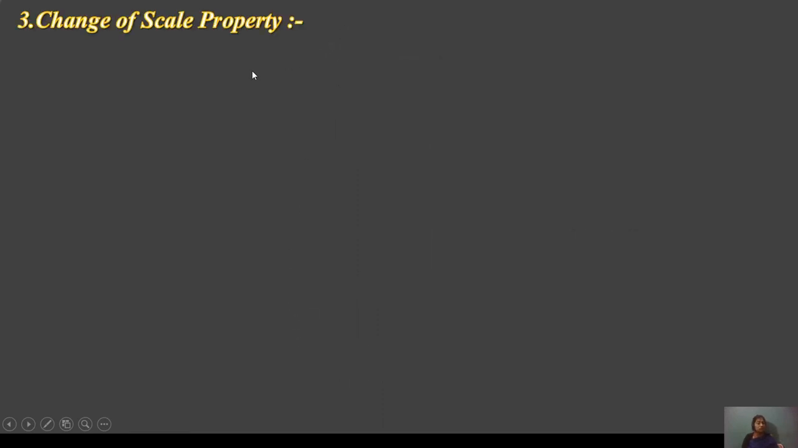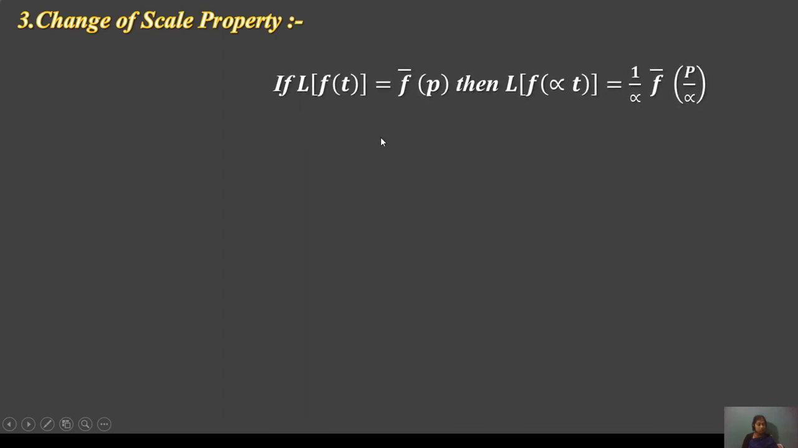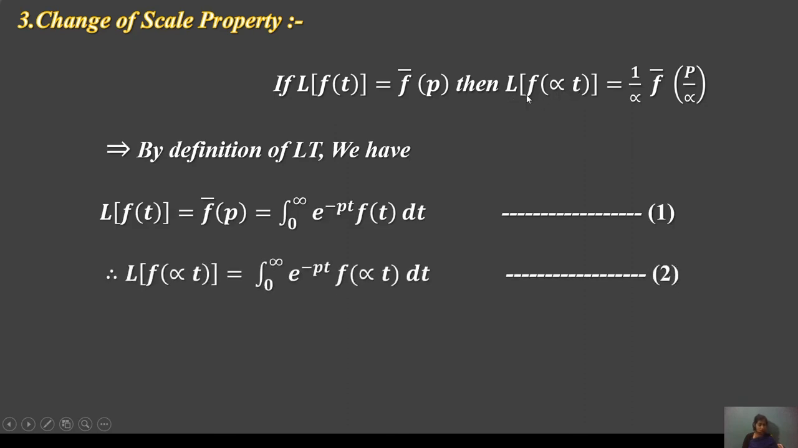The third property is the change of scale property. In this property, only the variable changes. The condition is: L of f of alpha t equals 1 by alpha F of p by alpha. By the definition of the Laplace transformation, the Laplace of f of t equals F of p, which equals the integration from 0 to infinity of e to the power minus pt f of t dt. The Laplace of f of alpha t equals the integration from 0 to infinity of e to the power minus pt f of alpha t dt. This is the second equation.